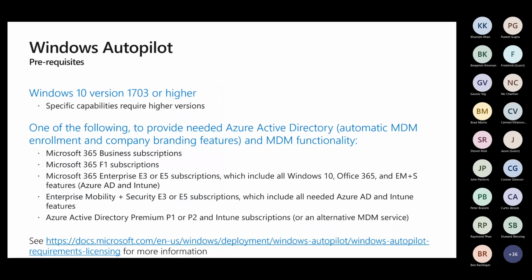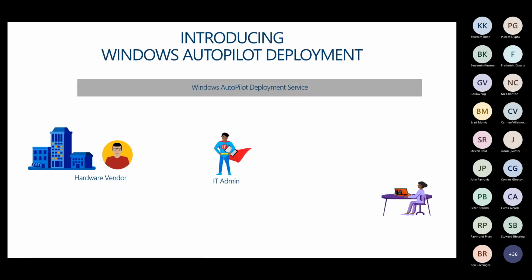Okay. Now, most of you hopefully have devices which are beyond 1703 now. The main limitation is that you will need a license that supports the Autopilot capability. And as I've mentioned, Microsoft 365 Business Premium will support that. Right? So all the enterprise SKUs and Business Premium are going to support that capability.